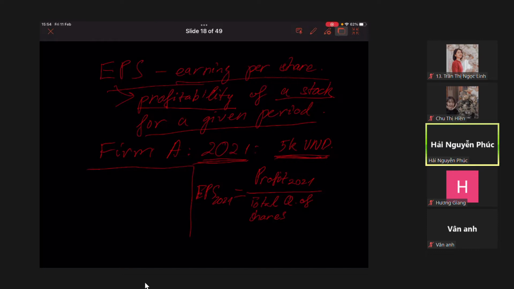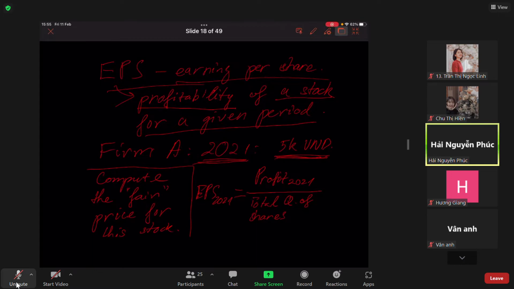Now, I want you to do the following. Please use the formula we have to compute the correct, or fair, price for this stock. Okay, understand the question? Do you understand my question? Or do you need a better explanation? All right, I'm going to explain in Vietnamese.